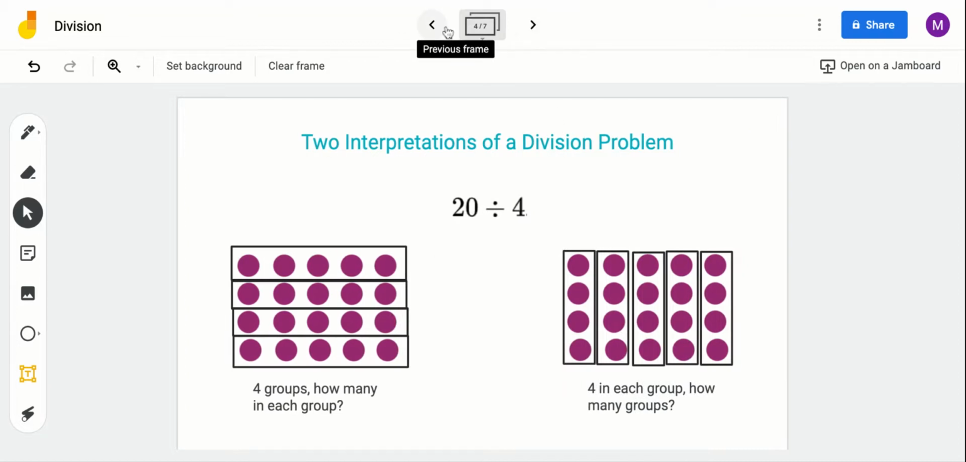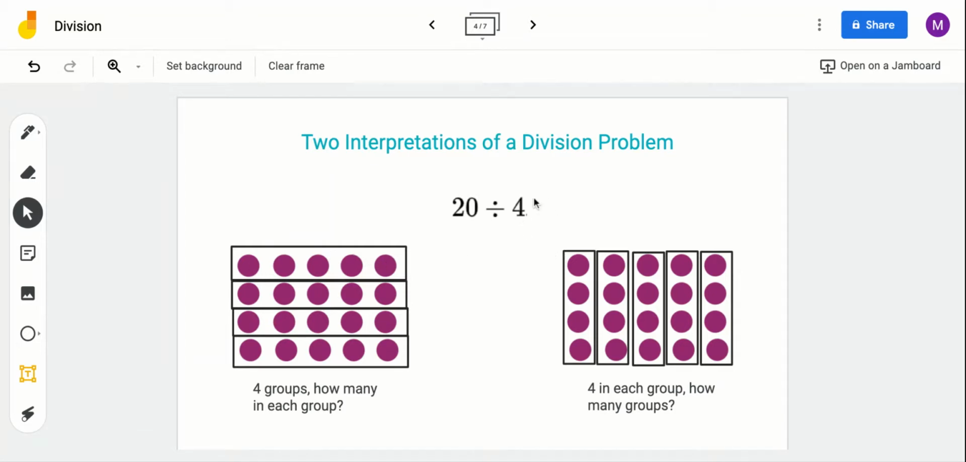Today we're going to look at the two basic types of division problems, the way we can think about just the bare numbers, what they mean. So, two interpretations of a division problem. We're going to look at the division problem 20 divided by 4, and we can show that in an array. One way we can interpret this is the 4 can stand for 4 groups. I have 1, 2, 3, 4 groups, and what we would be looking for is how many are in each group.